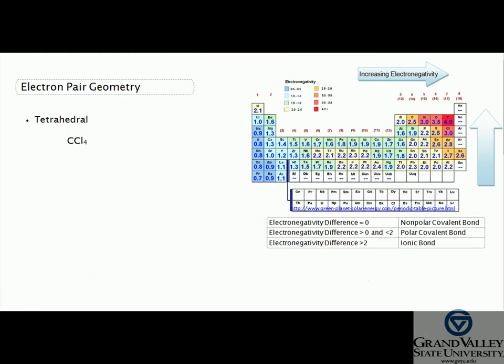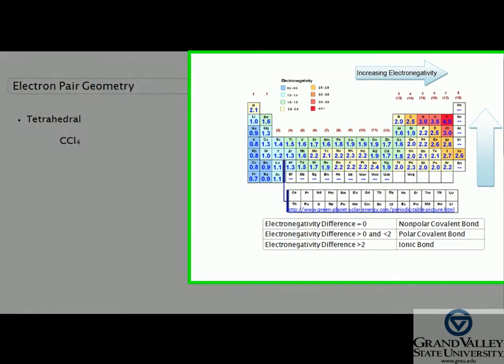Drawing a Lewis diagram will assist in determining the electron pair geometry and molecular shape from a given formula. This diagram will help us visualize how the atoms are bonded and if any lone pairs are present. Let's work through an example of CCl4 to help better our understanding.